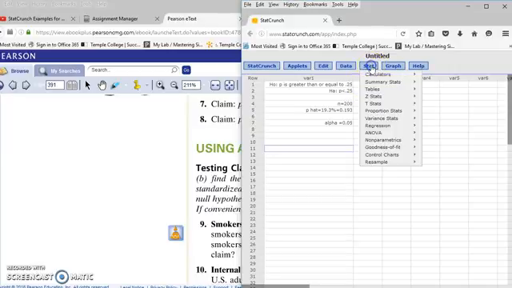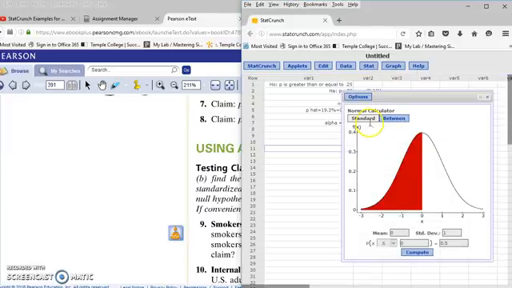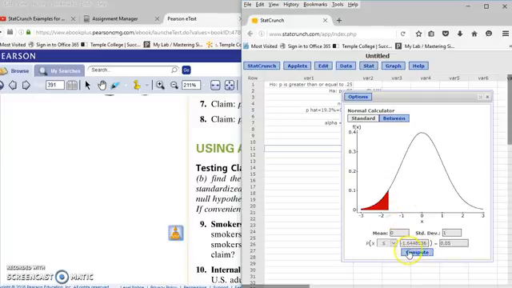So I go to Stat, I go to Calculator, and I go to Normal. In this case, although it's a proportion, we are using the normal distribution to approximate the population proportion. So if I go to Normal and I do less than at a rate of 0.05 for my alpha, that will give me the critical value, and it says it's negative 1.645.